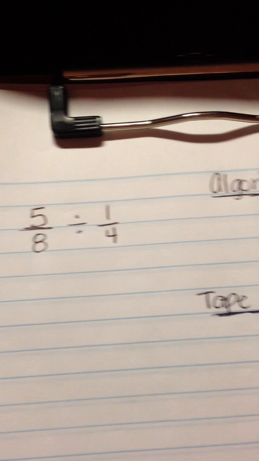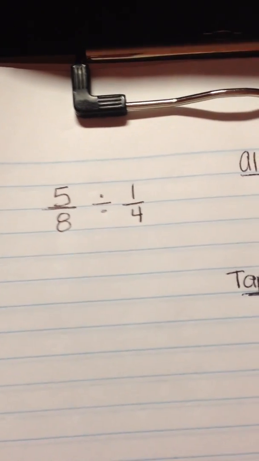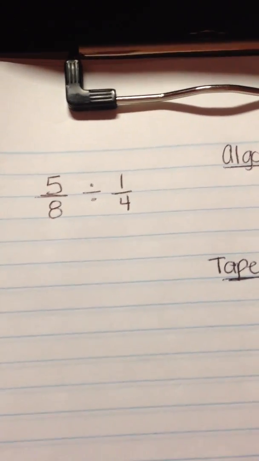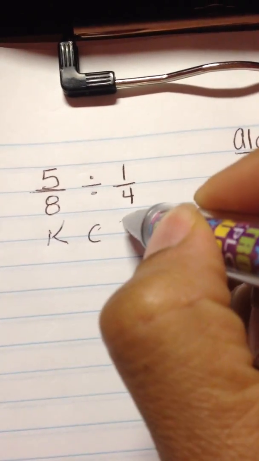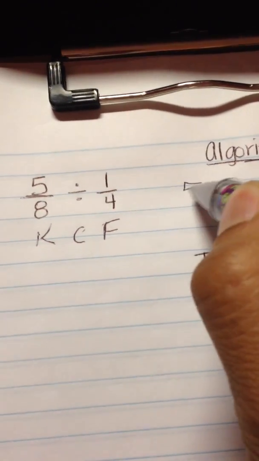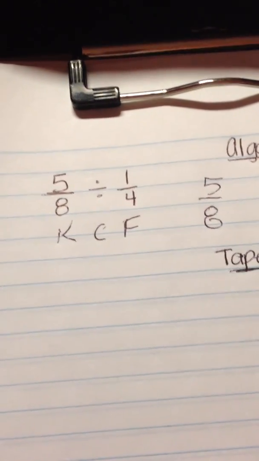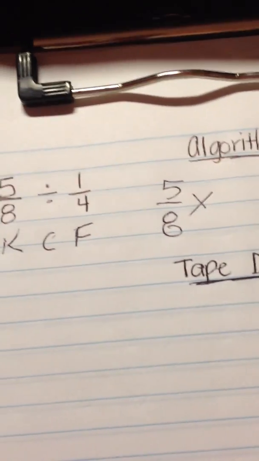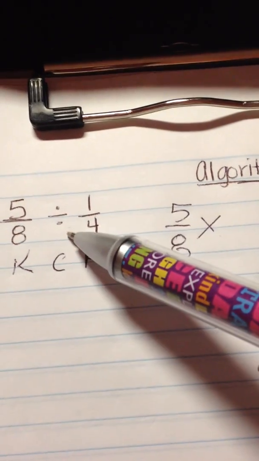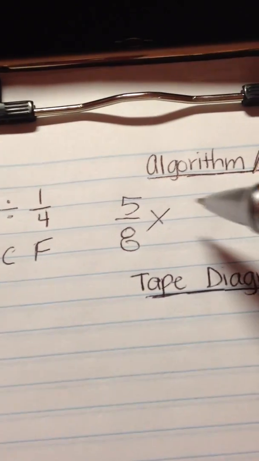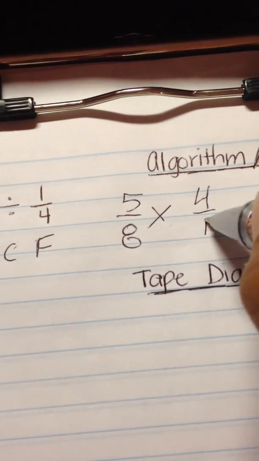So, using the reciprocal, when you divide a fraction by a fraction, we're going to use the keep, change, flip method. So, we will put K, C, F. It's just a reminder. And that means we are going to keep the first number. We're going to change the sign from division to multiplication. And because multiplication is the opposite of division, we're going to flip this last number. So instead of 1/4, we're going to change it to 4/1.